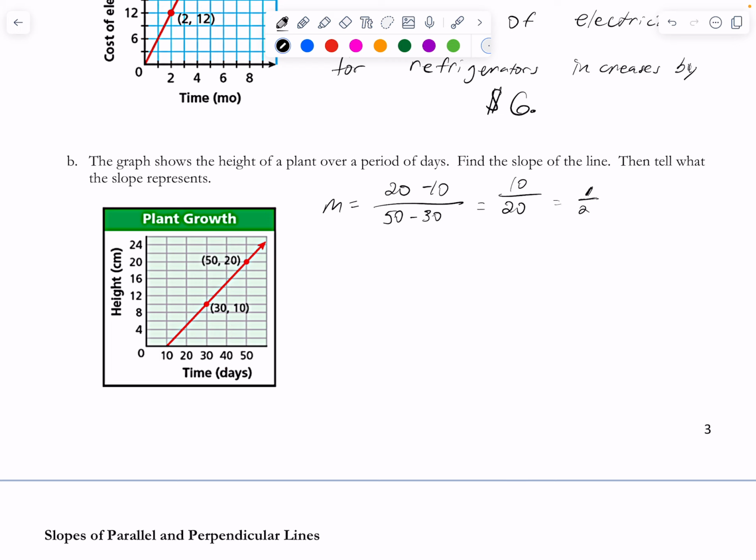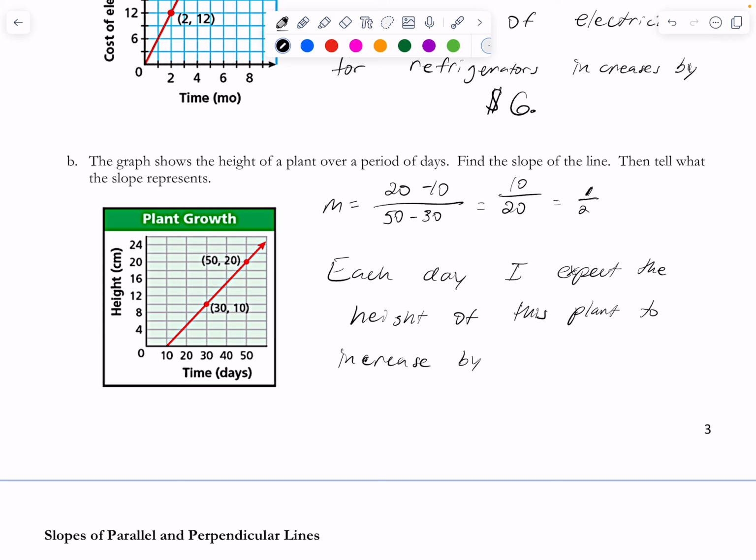All right, so the slope here means that each day, each additional day, I expect the height of this plant to increase by 0.5 centimeters. So if I come in and it's been a whole new day, I expect, if I measure, the plant will have grown by 0.5 centimeter.